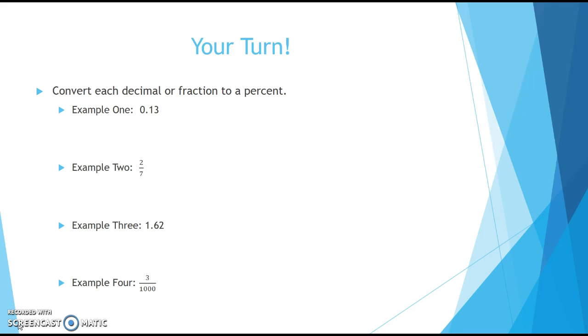Welcome back. Hopefully you were successful. Here's our answers. 13 hundredths means 13%. 2 sevenths is 28.57% rounded. Example 3, 1.62 is 162%, greater than 100, and we talked that is possible. And 3 thousandths is 0.3%. If you have any questions, check with your neighbor, or you can ask me tomorrow in class.